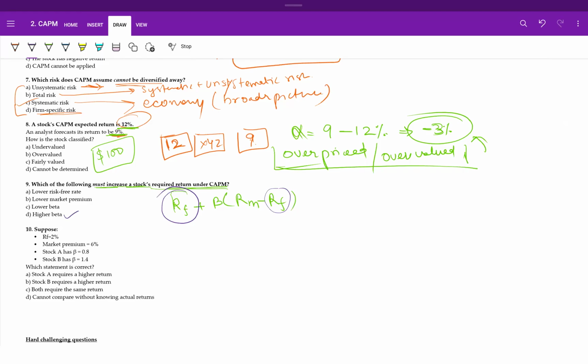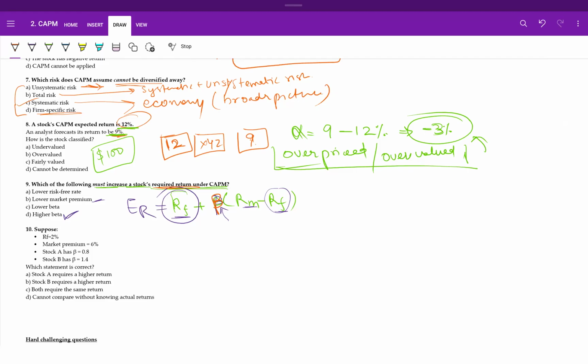Okay, let's consider other factors also. A low risk-free rate doesn't have that much impact, because we are just adding it up and subtracting it again. So it doesn't have that much impact. Low market premium, not really. But higher beta would have the maximum impact because it's a multiplying factor. Look at the formula here. Beta is a multiplying factor, and beta has the power to influence the whole return. And a higher required return means higher risk also.